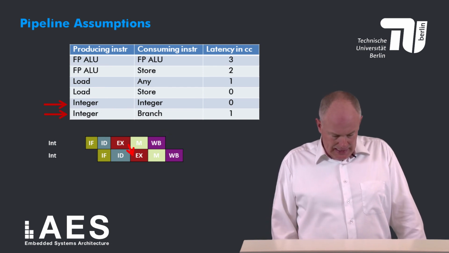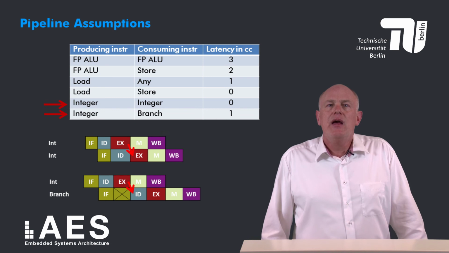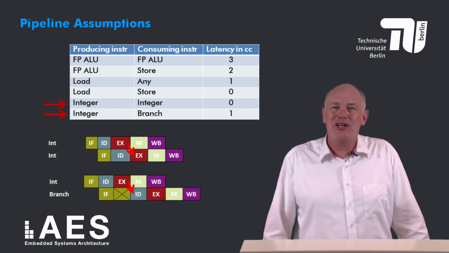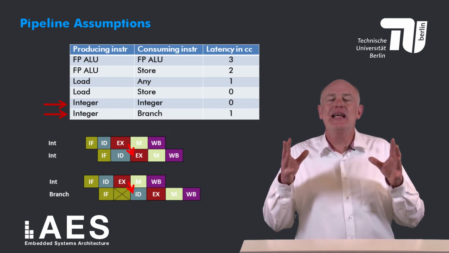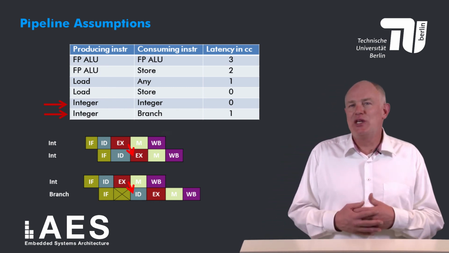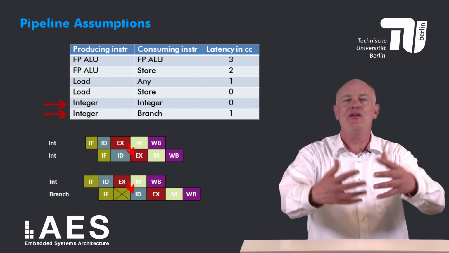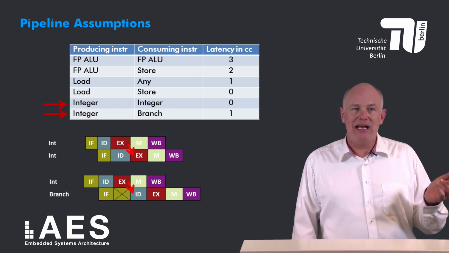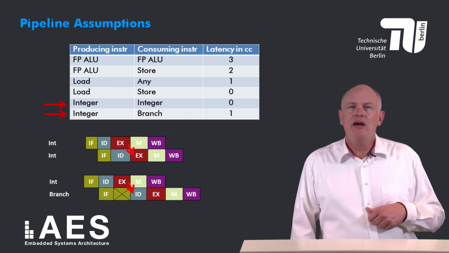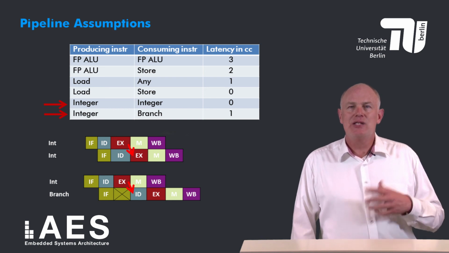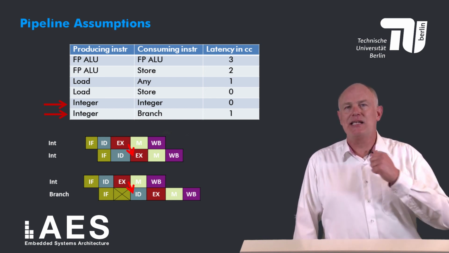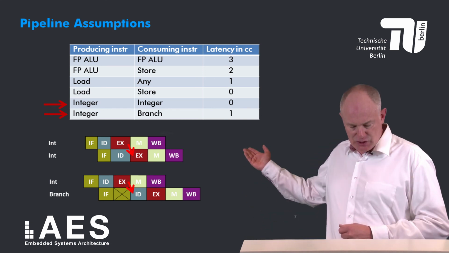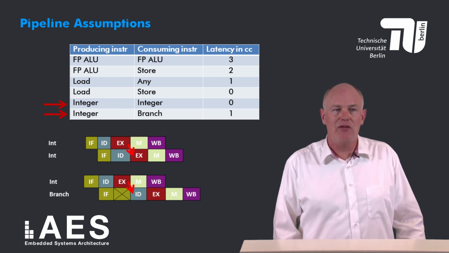And finally, when the producing instruction is an integer instruction and the consuming instruction is a branch, then the latency is 1 clock cycle. This is because we assume that branches take place at the end of the decode stage. Therefore, if a branch depends on the instruction that immediately precedes it, 1 stall cycle is required, so that the result can be forwarded from the X stage of the integer instruction to the decode stage of the branch, as illustrated in the pipeline execution diagram at the bottom.